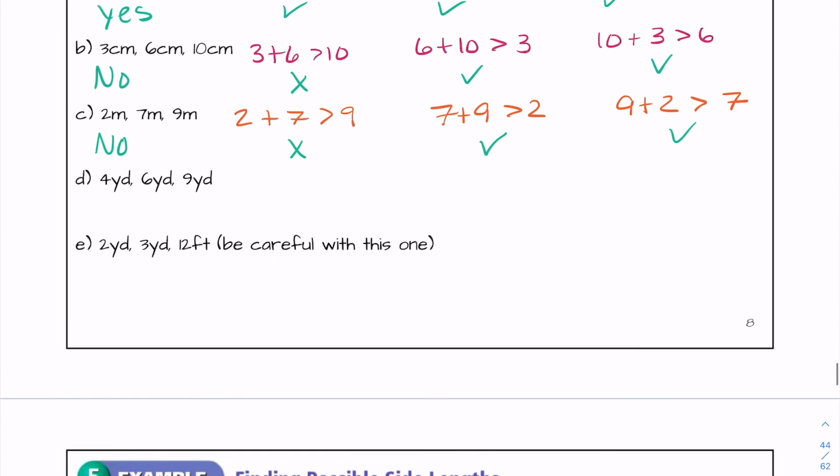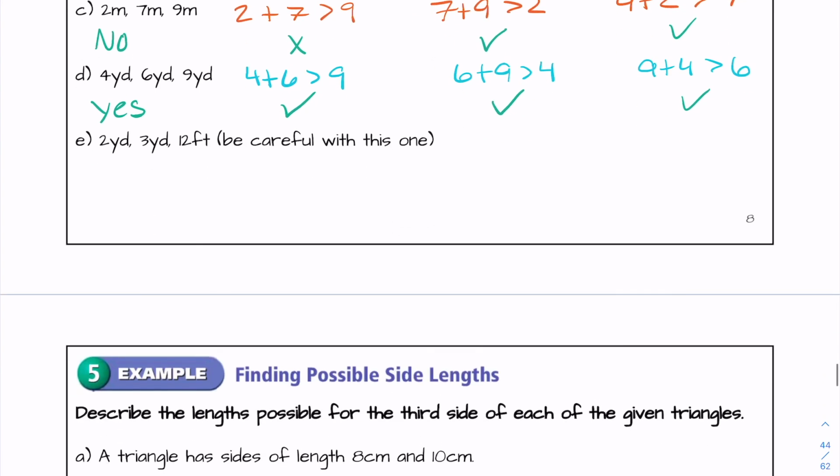All right, 4, 6, and 9. 4 plus 6 is greater than 9. 6 plus 9 is greater than 4. 9 plus 4 is greater than 6. So it looks like 13 is greater than 6. 17 is greater than 4. And 10 is greater than 9. So this can be a triangle.